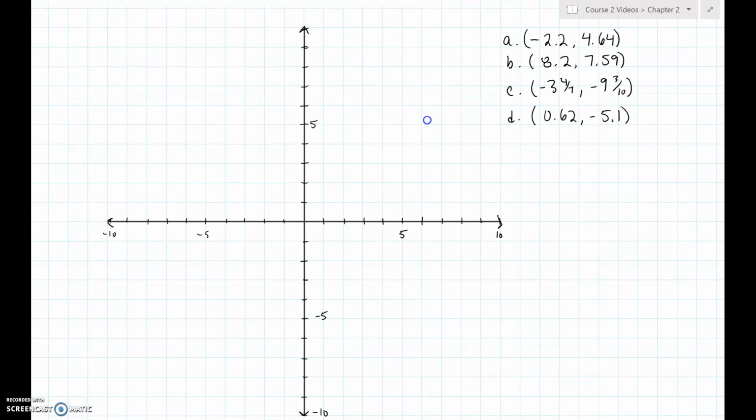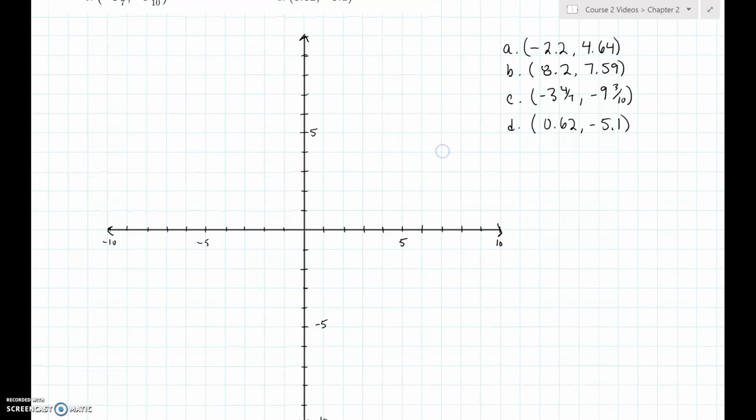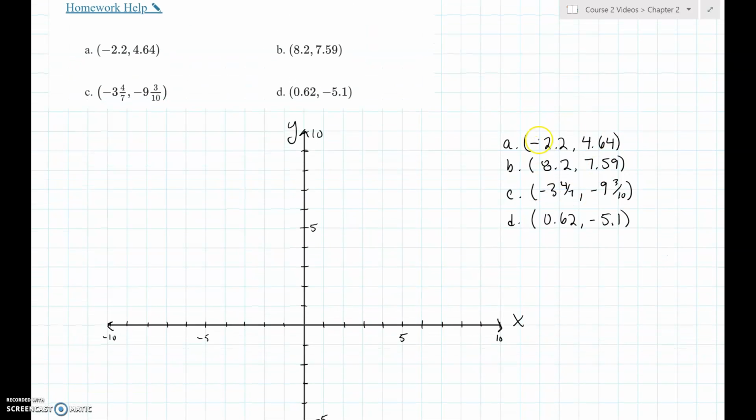So here's my graph. It goes to +10, -10, and +10, -10 in both directions. This is the y-axis, that's the x, and it wants us to plot these points here, and label them A, B, C, D. Now, I'm not that great with plotting decimals and fractions on the coordinate grid, and I don't think they're telling you to be super specific, but we're going to get as close as we can and make it as good an estimate as we can.